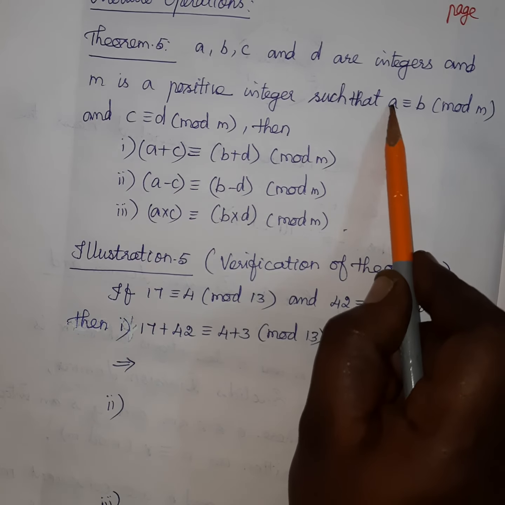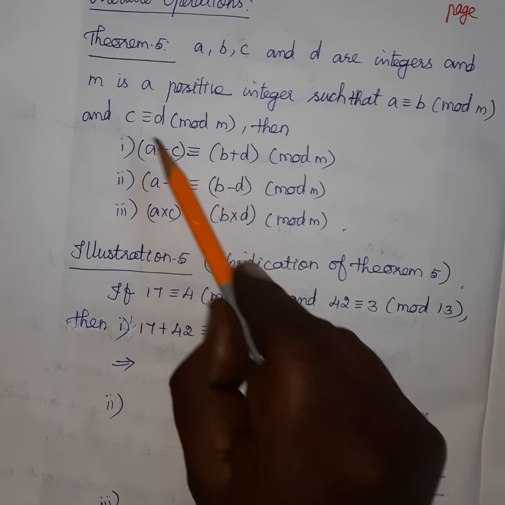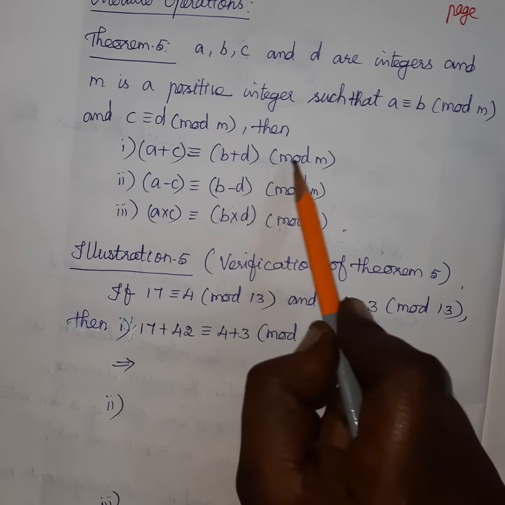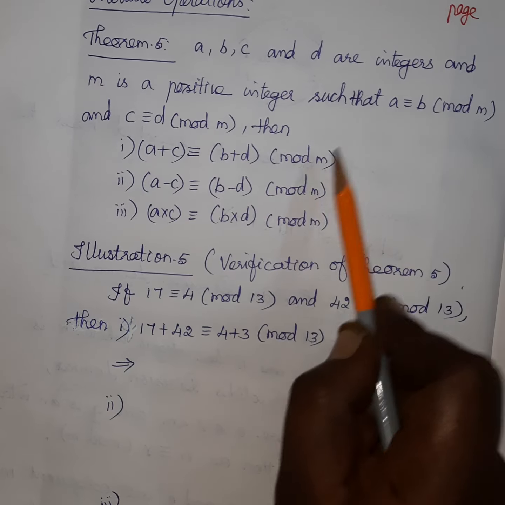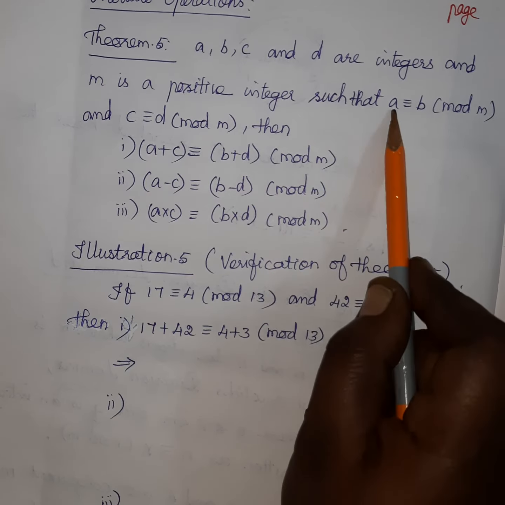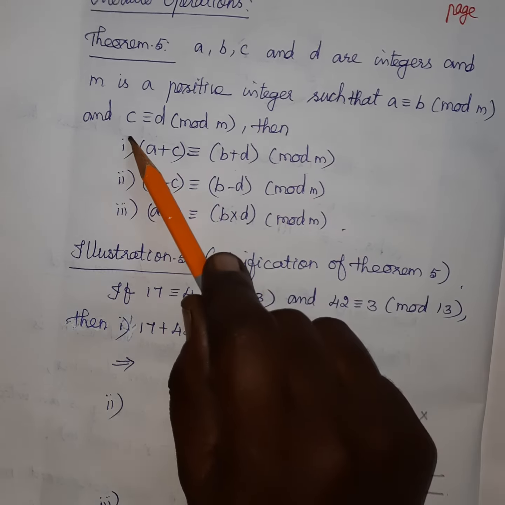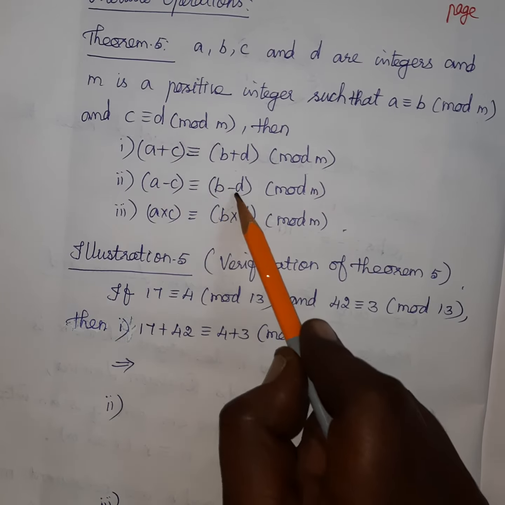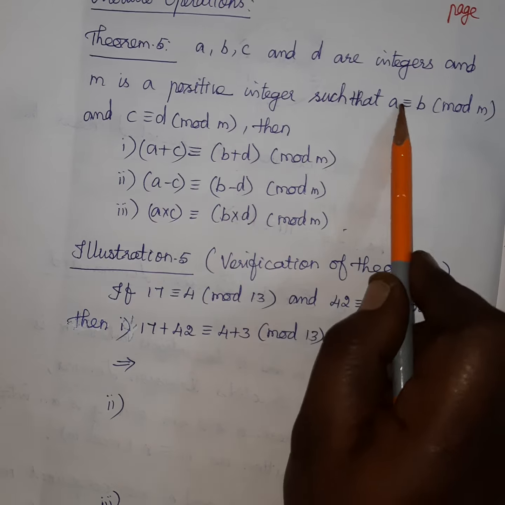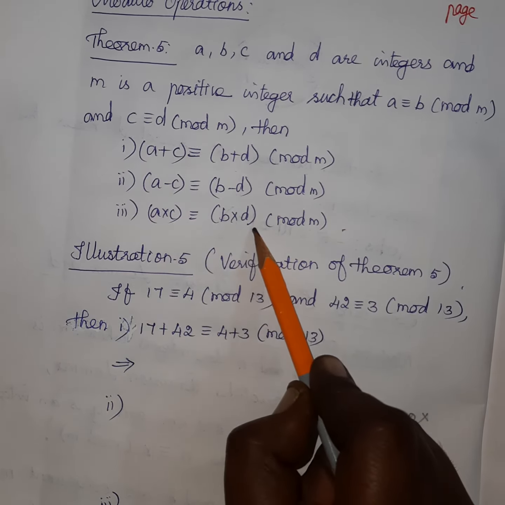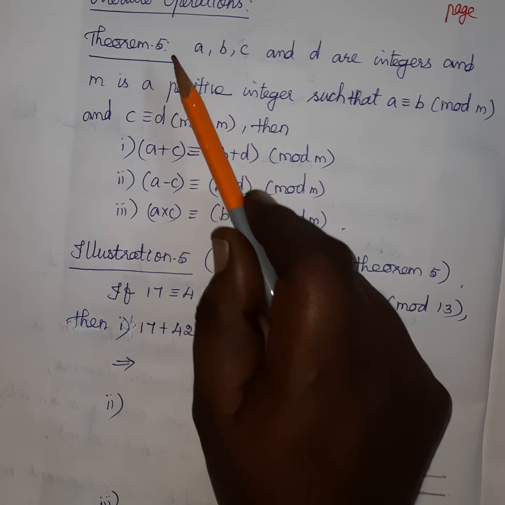If you add the left hand side A and C, you will get congruent to B plus D mod M. The modulus values are the same, so same modulus. Left hand side you add, right hand side also add. Left hand side you subtract, in the same order you subtract the right hand side also. Left hand side you multiply, and you multiply the right hand side also. Okay, this is theorem 5.